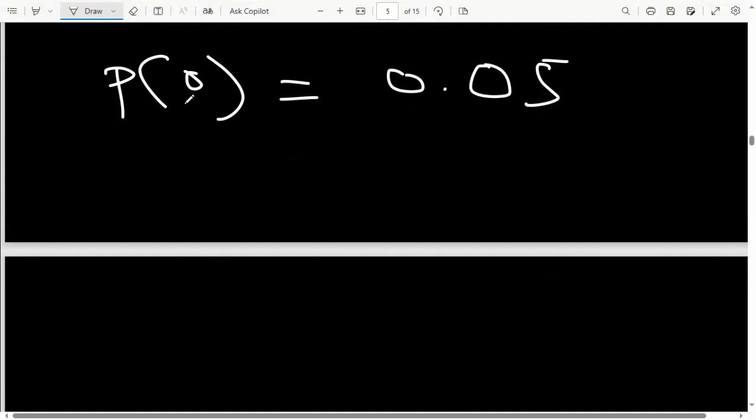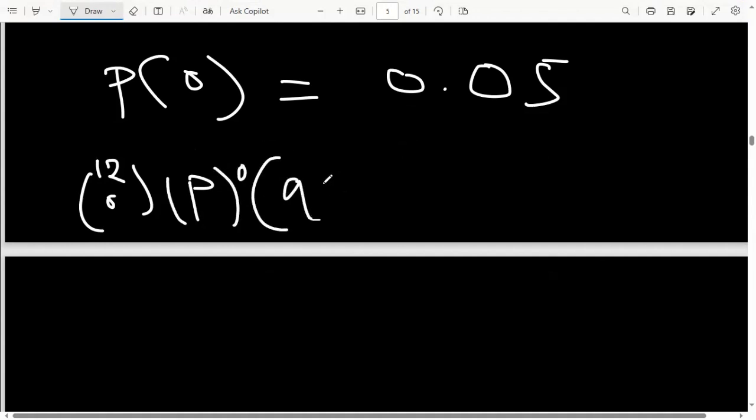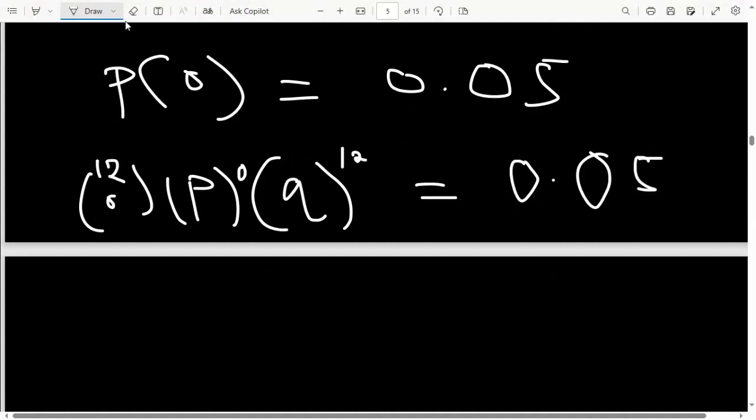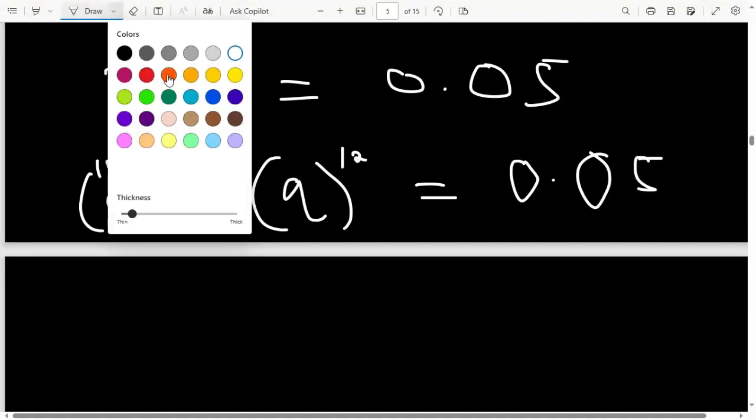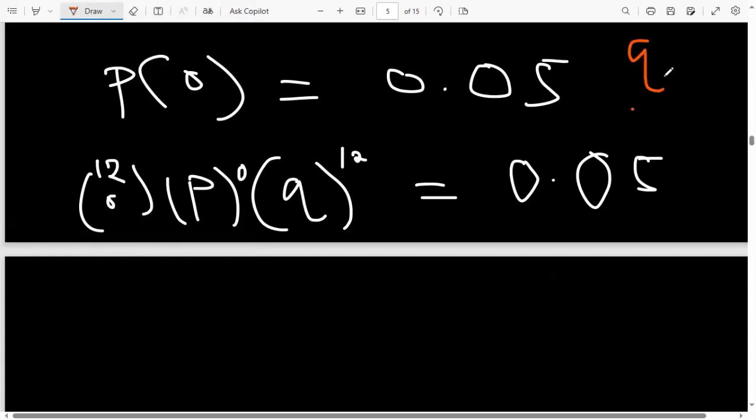Okay, and we know how to find this probability of 0. We use the formula: 12 combine 0, then the probability of success that we do not know, P, raised to 0, and then Q, which we also do not know, raised to 12. All this should give us 0.05. But what do we know? We know that Q can be expressed in terms of P: Q is equal to 1 minus P. So here I'm going to replace this Q with 1 minus P.